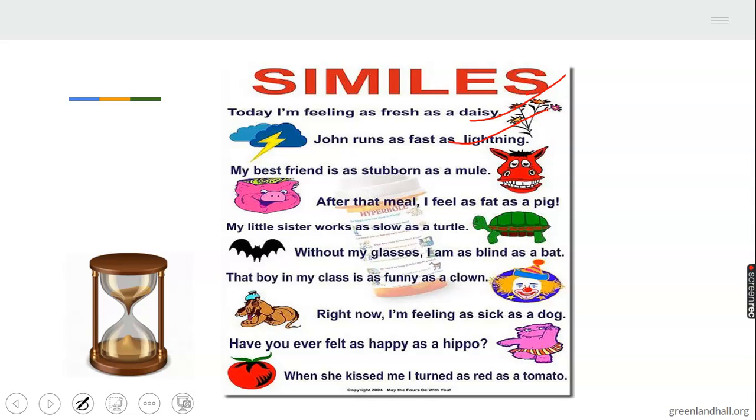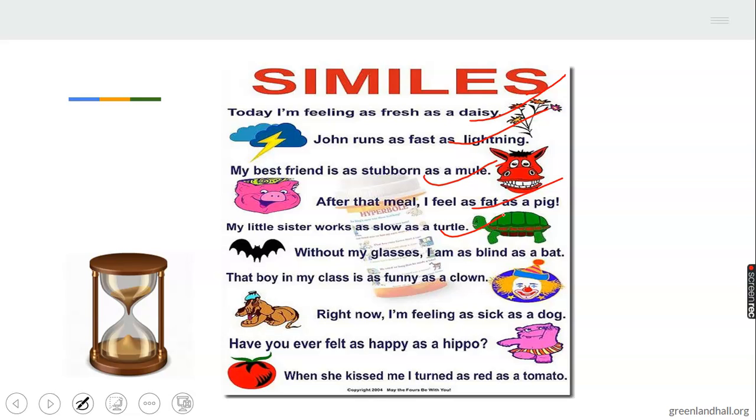Now look at this. My best friend is as stubborn as a mule. Oh, don't say that about your friend, but just to show that a mule is stubborn. And if you want to compare, you use stubborn as a mule. After that meal, I feel as fat as a pig. That means the person ate a lot. My little sister walks as slow as a turtle. That means the turtle is very slow. You compare things that are similar. Don't say, oh, my sister is as fast as a turtle. That does not make any sense because the turtle is not fast. So you compare things that are similar.